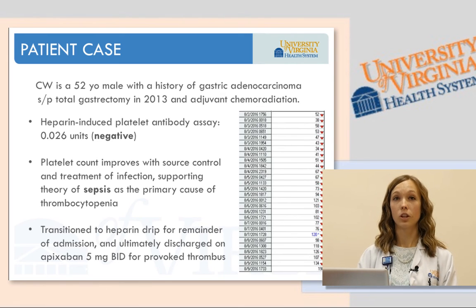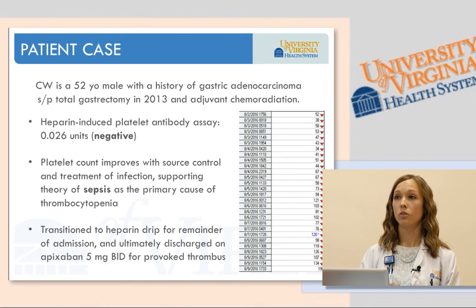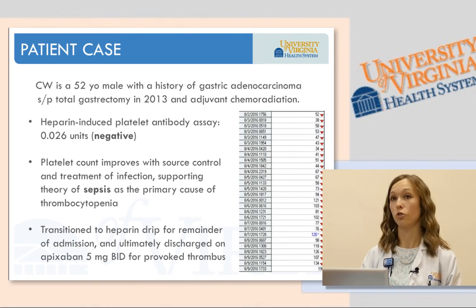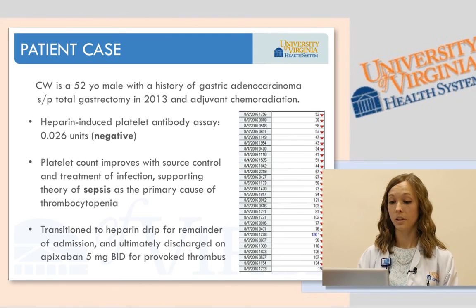So remember, the patient went to the OR, obtained source control of his infection. We started antibiotics, so we started treating this underlying septic episode, and you can see his platelet count started to trend up and recover from that point on. So it really supports the theory of sepsis as being the primary cause for his thrombocytopenia.